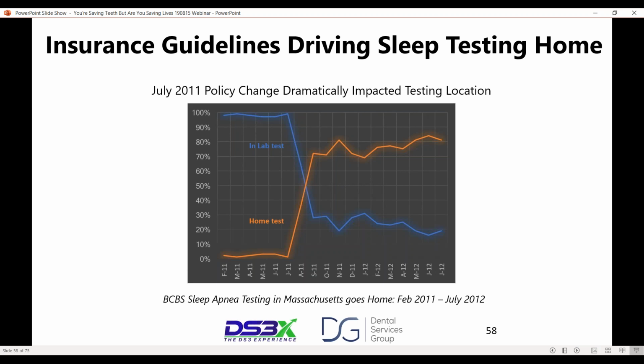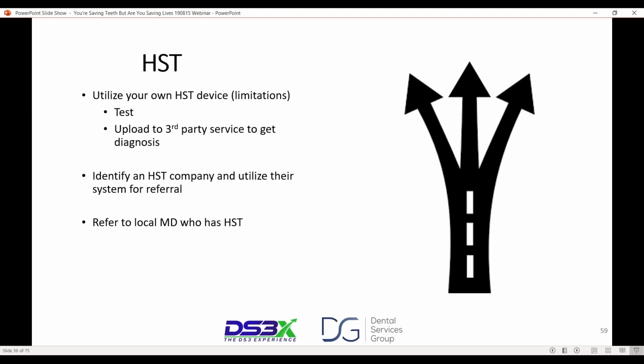And what happened when Medicare did this, and Blue Cross Blue Shield, when they started changing, instead of in lab, we're going to start paying for home sleep testing. And they're seeing more patients do it, and then the insurance companies are saving money, and hopefully they pass that on to us. That's a debate for another night. But more people are getting home sleep tests now. It's well accepted. There are ways to do this in your own office.